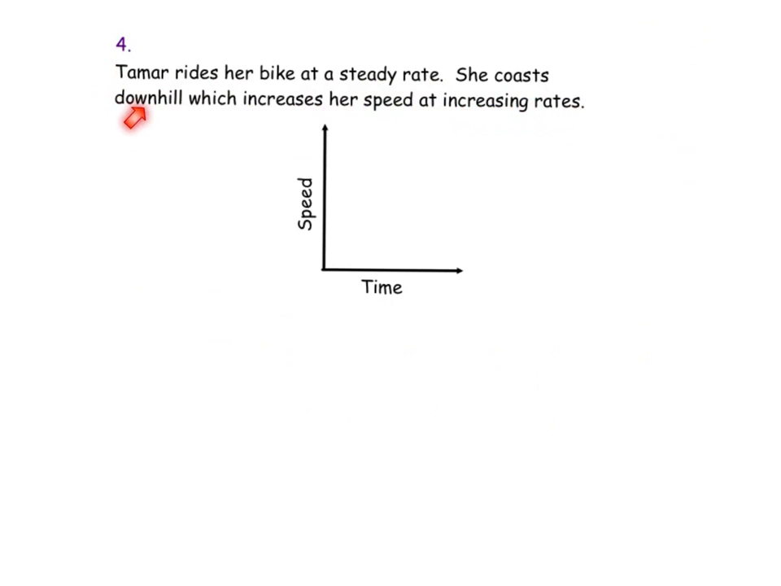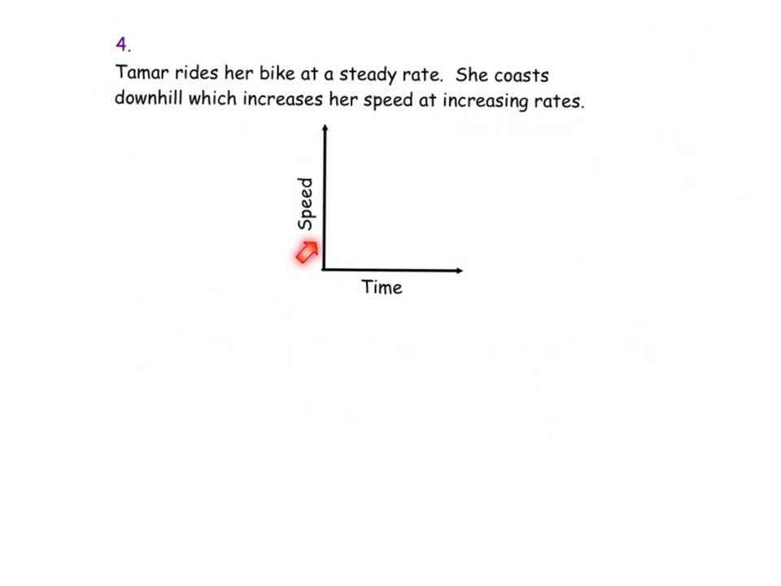Now this one is tricky because you really have to pay attention, as always, to the axes. So we're going over time, but we're not talking about distance. We're not talking about distance from wherever she started. We're talking about her speed. So pause this and see if you can figure out what this might look like. You can always correct it, but I want you to try this on your own first.